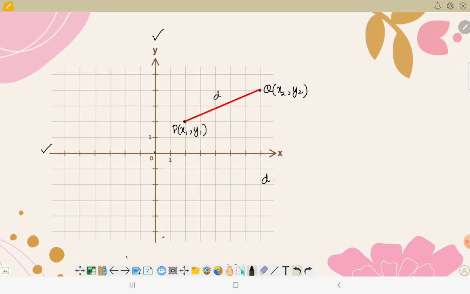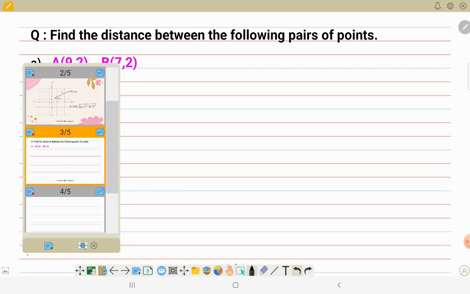It is denoted by d, and we are finding out the distance between P and Q, so we'll write it like this. Since distance is always positive, we will use these absolute symbols. So it will be the square root of x2 minus x1 whole square plus y2 minus y1 whole square. Wheresoever the points P and Q lie, we'll apply the same distance formula. Let's apply the distance formula on some examples.